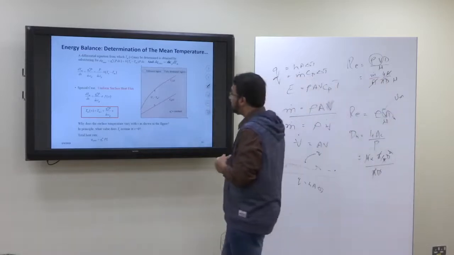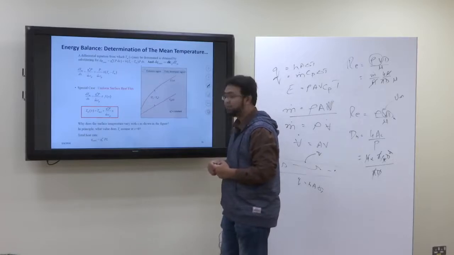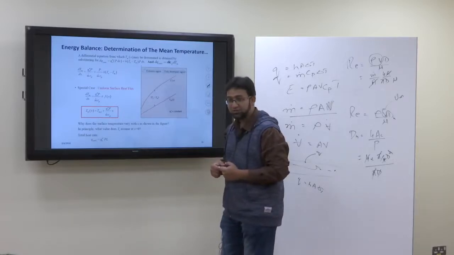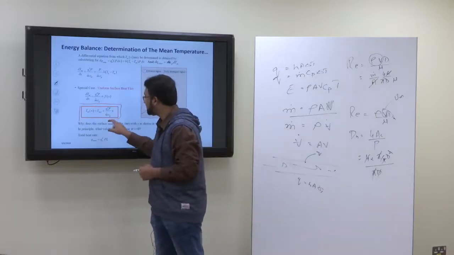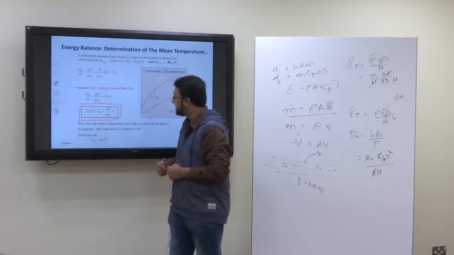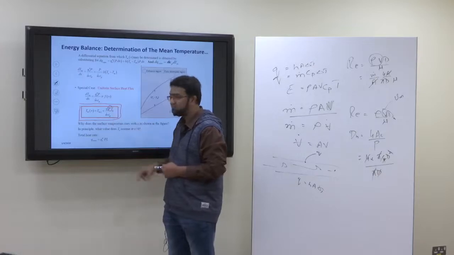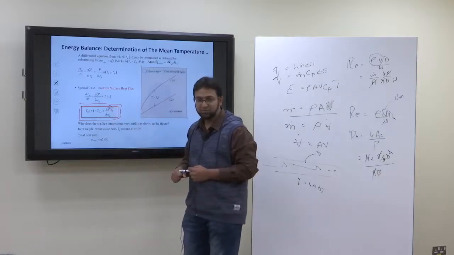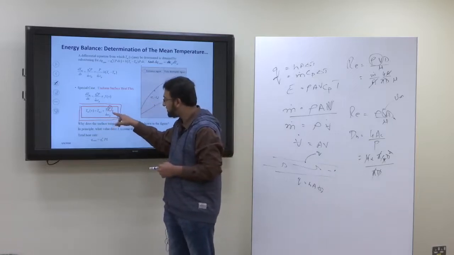So the mean temperature of the fluid, if it is a constant heat flux case, is this. T mean is equal to T mean inlet plus, this is the constant heat flux, multiplied by P, where P means the perimeter of the pipe, divided by m dot Cp, into x.